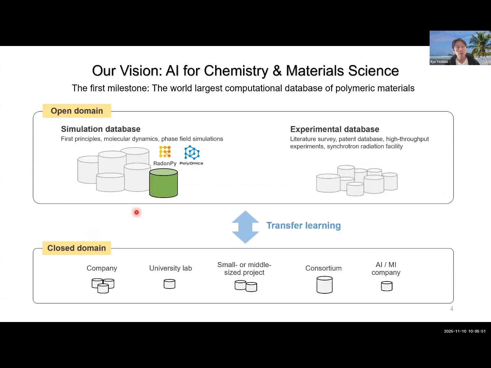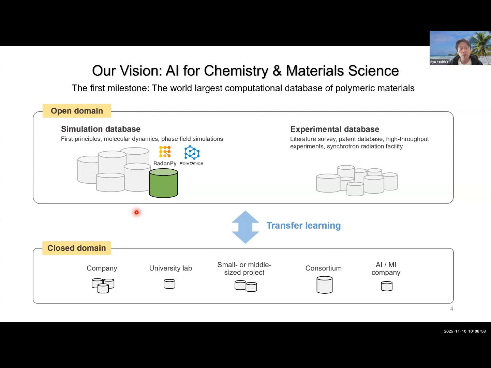So here is our vision. In a closed domain, for researchers in a company or university lab, it might be difficult to acquire the massive data applicable for the training of the artificial intelligence model. To overcome this challenge, what we need to do is to create a comprehensive and systematically designed open data platform with diverse domains. For example, the data from computer experiments, such as first principle, molecular dynamics simulation, and phase field simulation as well. On the other hand, the real-world data from high-throughput experimentation or extracted from the literature survey also, of course, play a key role.